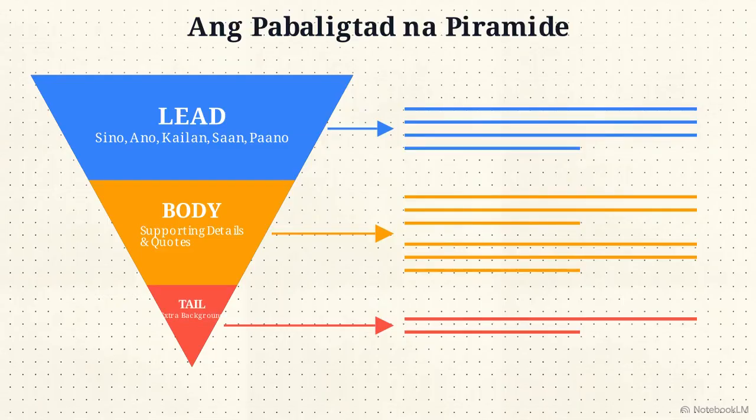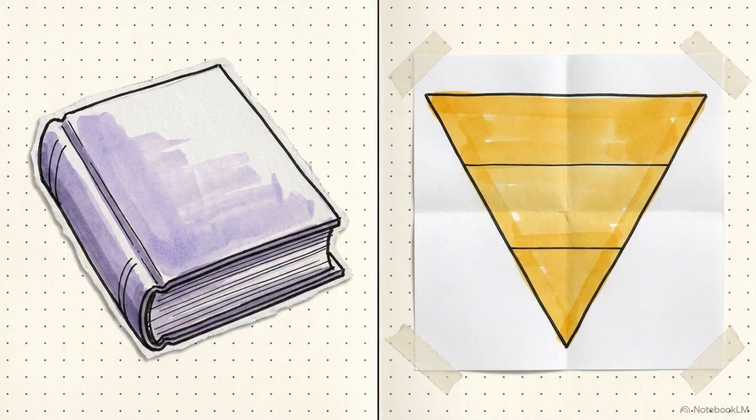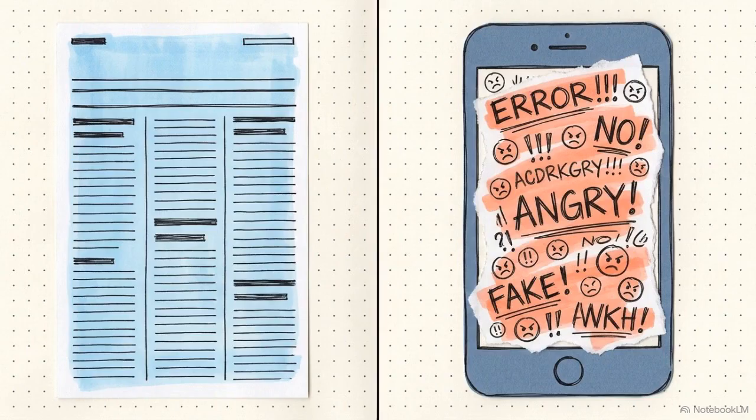The narrow bottom tier is the tail. It holds extra background information that could be easily cut without losing the core truth of the story. While a fictional story might hide its climax at the end to build suspense, true news delivers the unvarnished facts immediately. Now, contrast that highly structured local news report with an unstructured, sensationalized social media rumor.